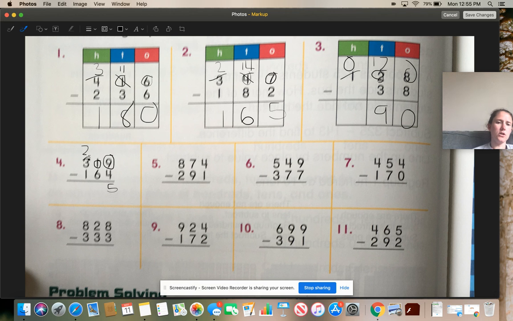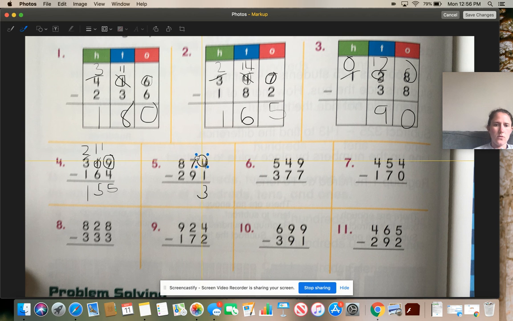My 3 says, sure, give you a hundreds block. The 3 becomes a 2, and the 1 becomes a 11. 11 minus 6 equals 5. 2 minus 1 equals 1. 4 minus 1 equals 3.